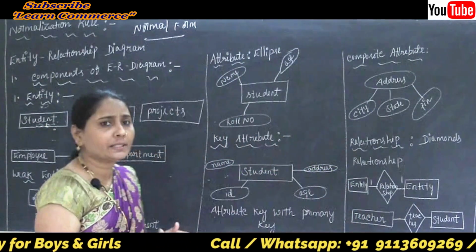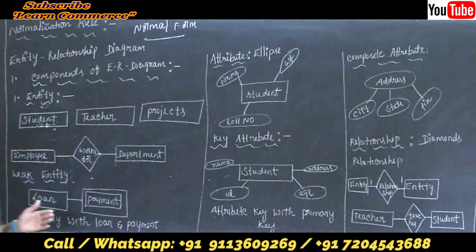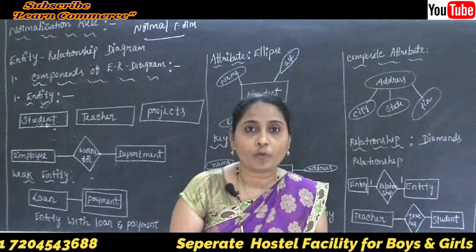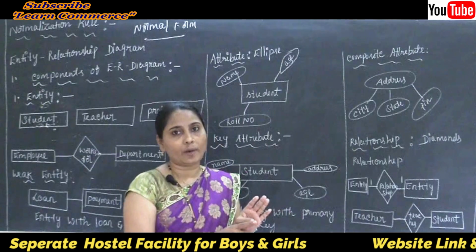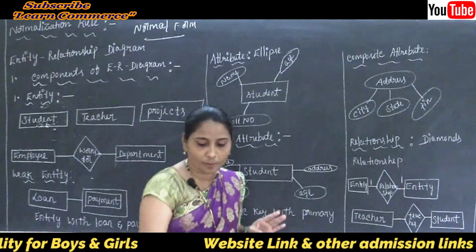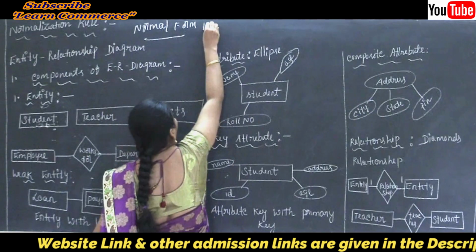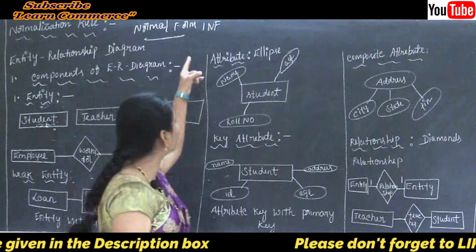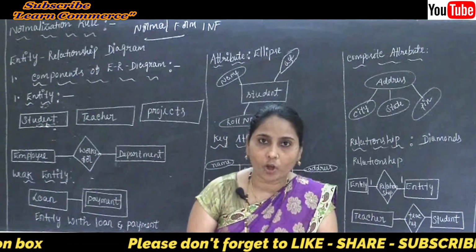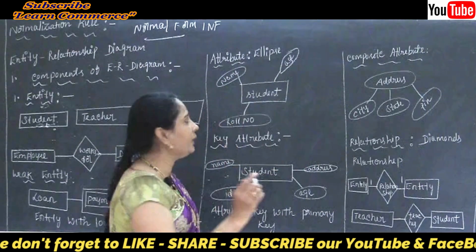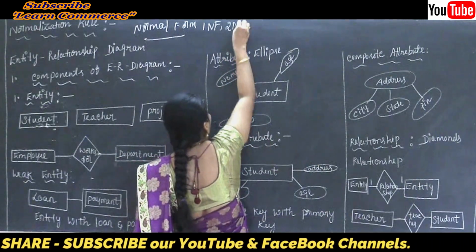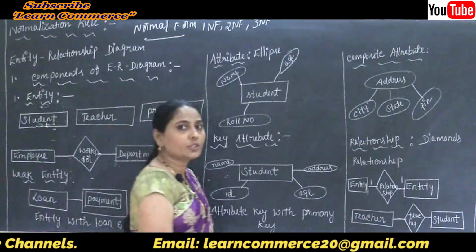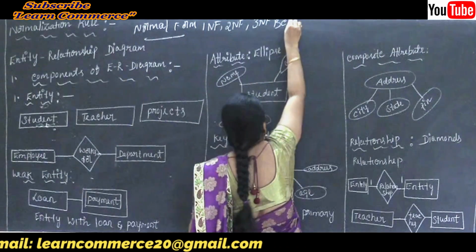Finally, let's give a last touch to our normalization rule. The normalization rule is divided into the following normal forms: the first normal form, also called 1NF in short form, the second normal form, called 2NF, the third normal form, called 3NF, and the last normal form, called BCNF.